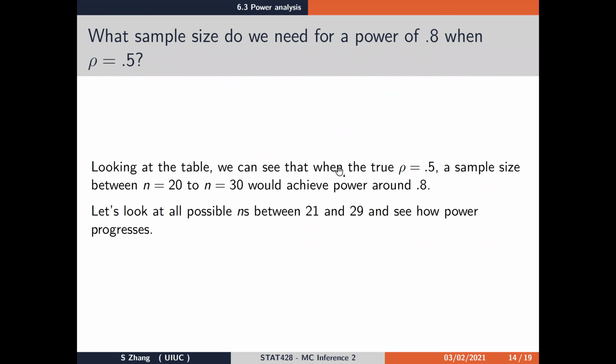What we can do next is to look at all possible n values. So now we're narrowing down our range to values between 21 and 29 for sample size. Let's look at all possible sample sizes between 21 and 29 and see at which point we can achieve the power of 0.8.